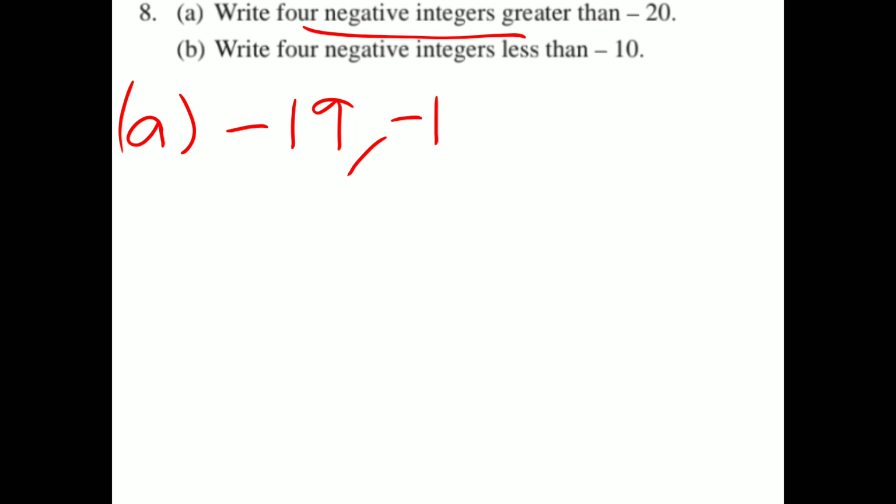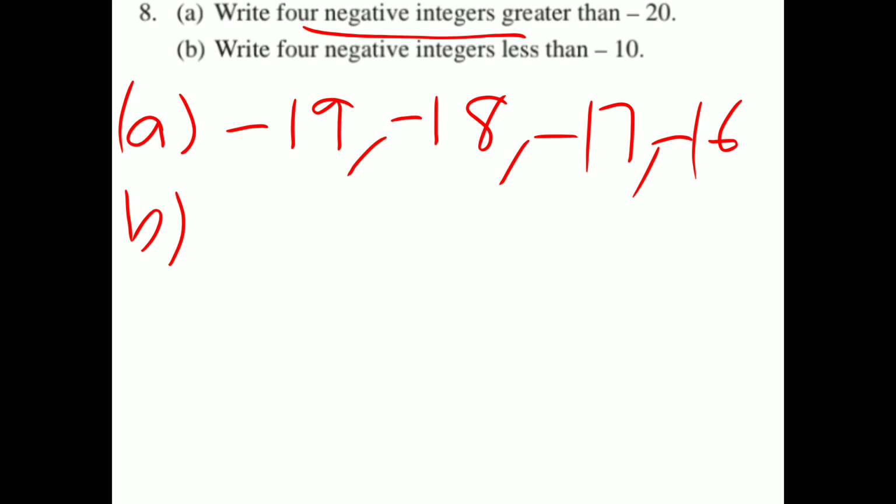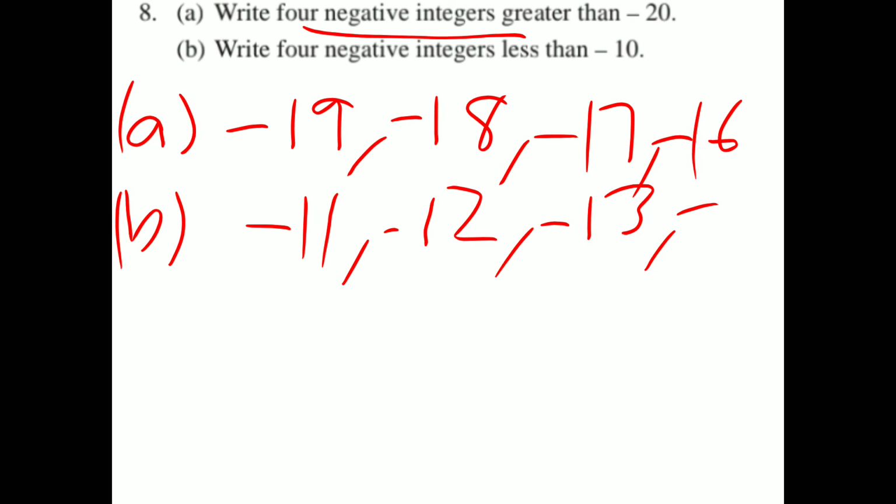Then minus 18, then minus 17 and minus 16. Clear? B part, you have to tell 4 negative integers less than 10. Minus 10 means, less than minus 10 is minus 11, minus 12, minus 13 and minus 14. The questions we are doing today are 6 to 10.